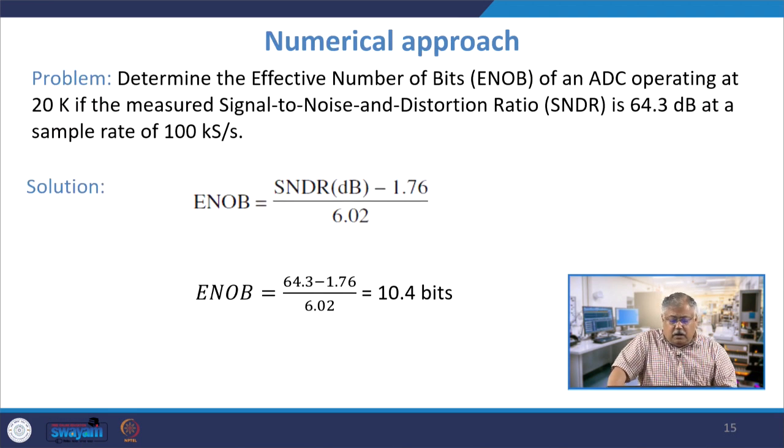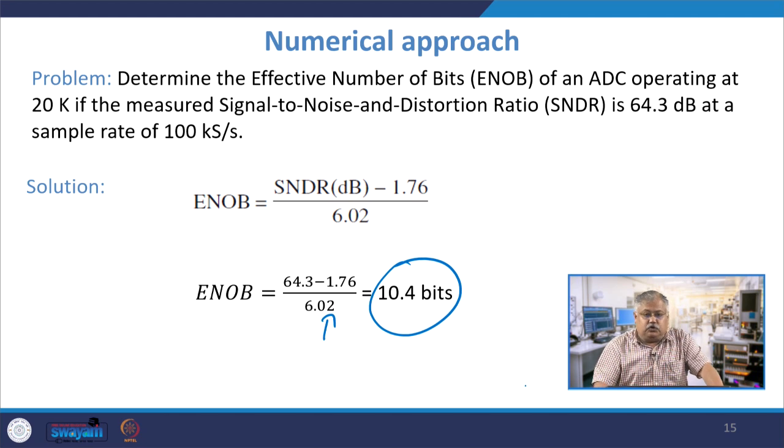Example: you are told to determine the ENOB of an ADC which is operating at 20 Kelvin, if the measured SNDR is 64.3. So, you do 64.3 minus 1.76 divided by 6, and the value is about 10 bits. So, the effective number of bits it can resolve is 10 bits, which means the resolution is 2 to the power 10.